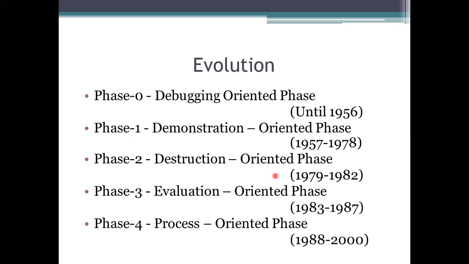So until 1956, we take the phase as debugging oriented. What the debugging oriented phase specifies is that earlier, they held that testing and debugging are the same. Means there is no difference between these two. If we want to specify that something has to be done, whether testing has to be done or debugging has to be done, there was no differentiation between these two.